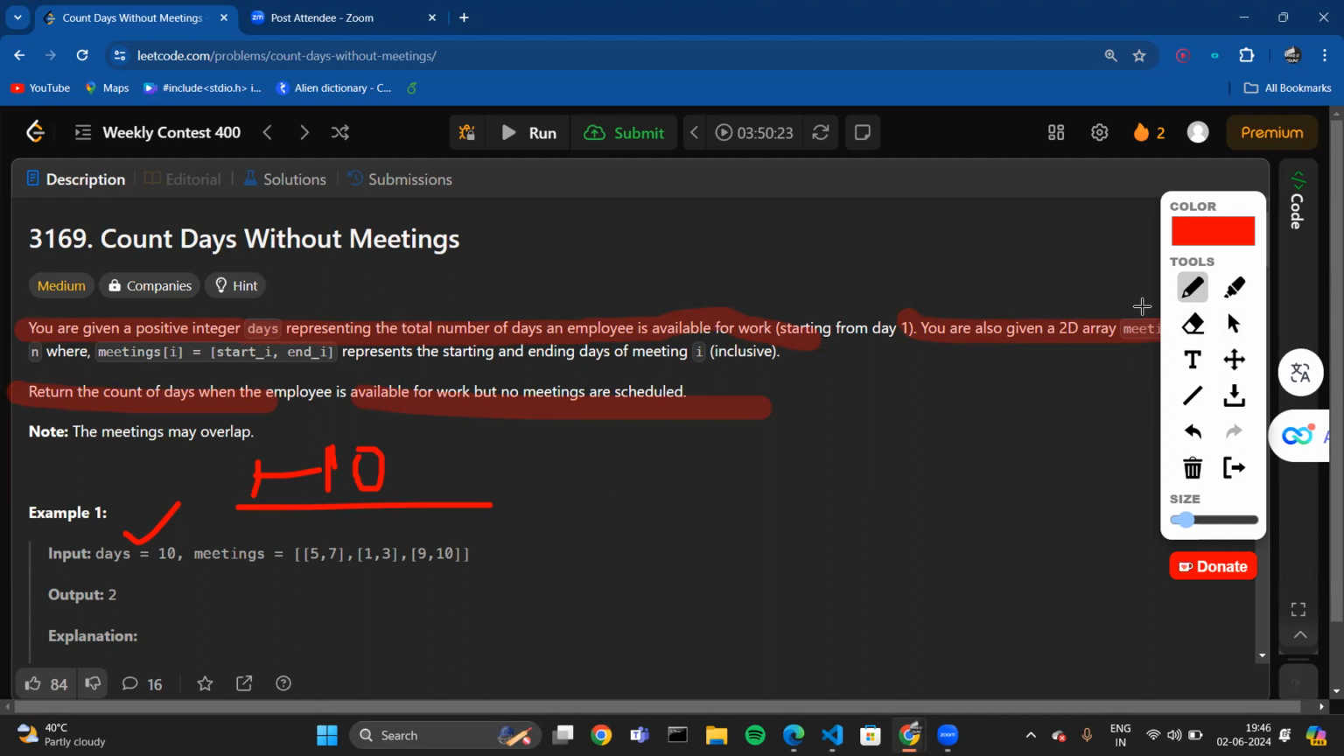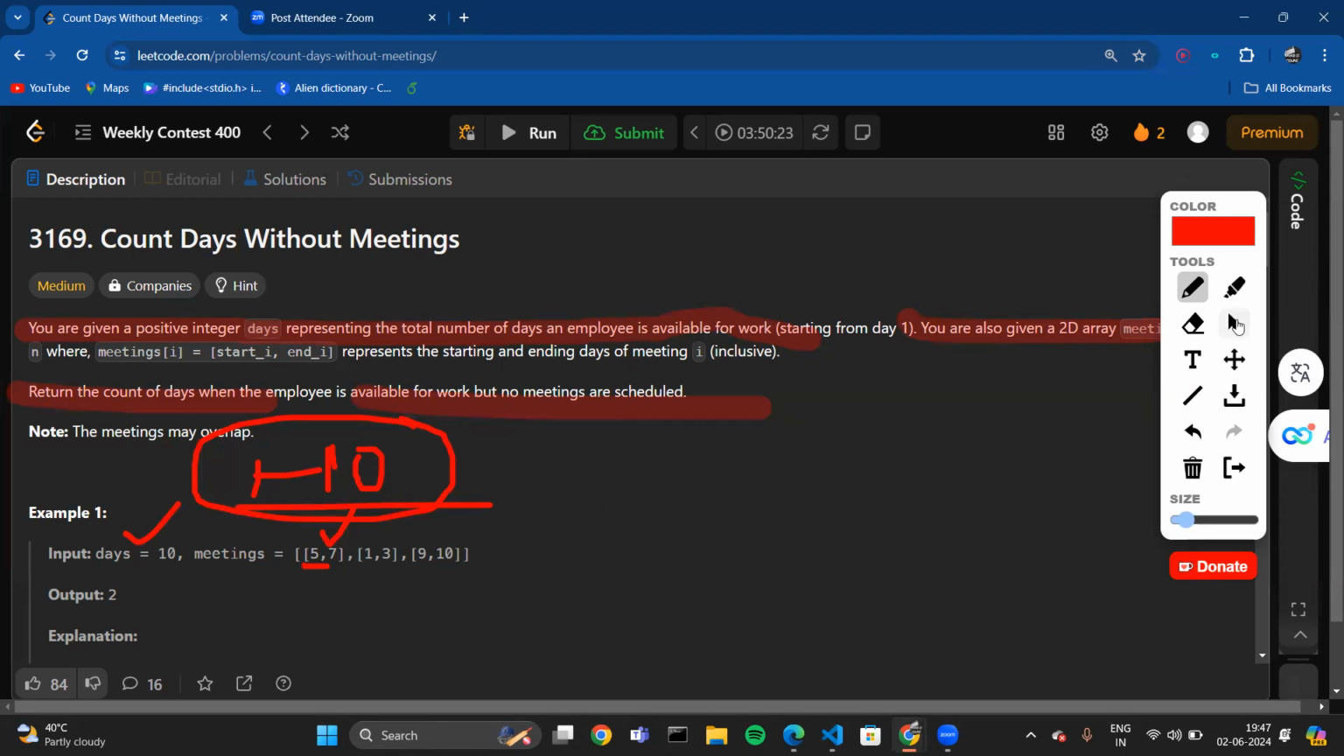So what does this meetings array state? It states that 5 to 7 means there was a meeting from day 5 to day 7. 1 to 3 means a meeting from day 1 to day 3. 9 to 10 means a meeting from day 9 to day 10. So this is what the meetings array says. We need to find the number of days in the range 1 to 10 which were not covered by any meeting in this meetings array.